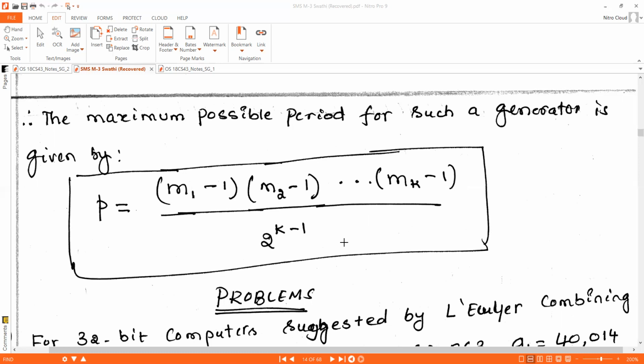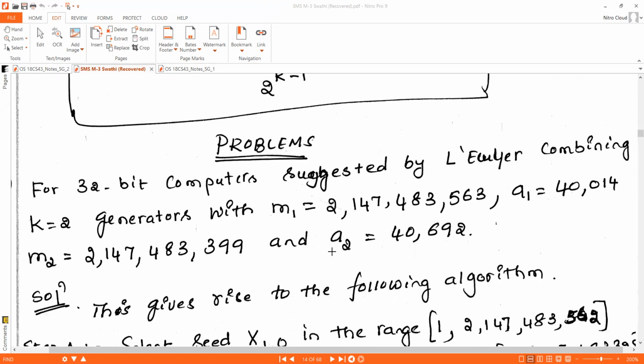The maximum possible period can be calculated by using this formula: (m1 minus 1) into (m2 minus 1) into (mk minus 1), whole divided by 2 power k minus 1. This is the formula to find the maximum possible period for the generator. We'll see one small problem here.